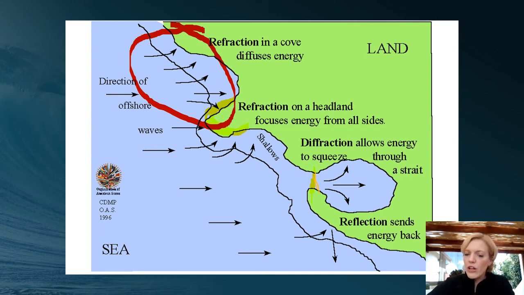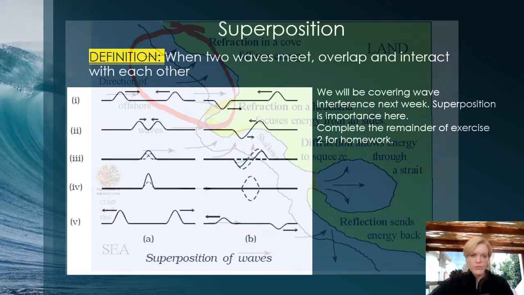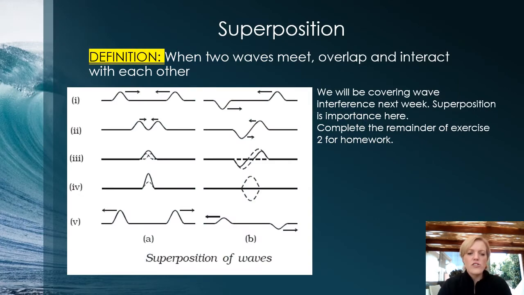Okay, the next thing I'm going to do is I'm just going to go through superposition so that next week you've got an idea of what's coming with interference, wave interference. Okay, grade 10. So what we're going to do now is we're just going to look at superposition. So please make sure you fill in that definition on page 13. This is when waves meet, overlap, or interact.